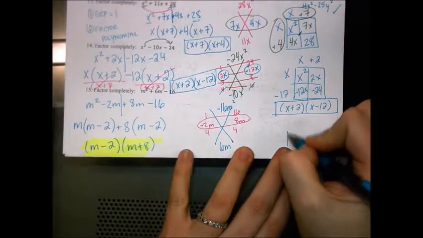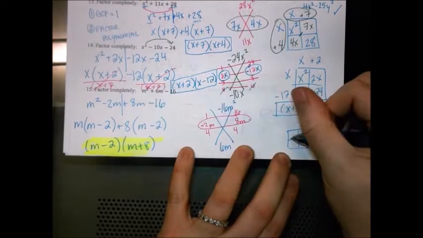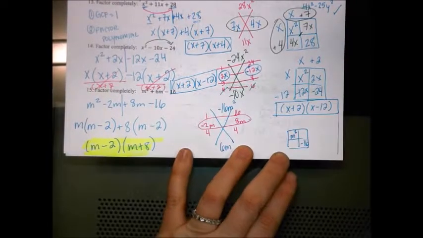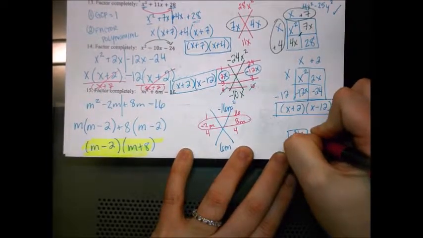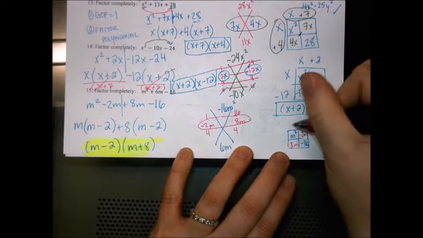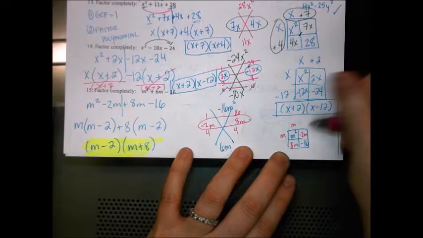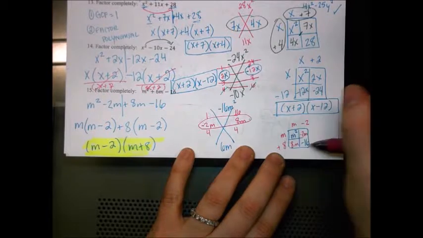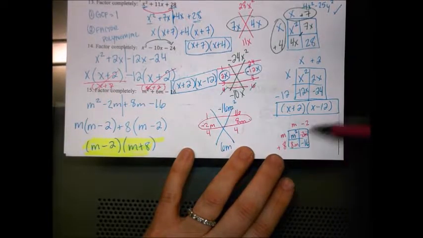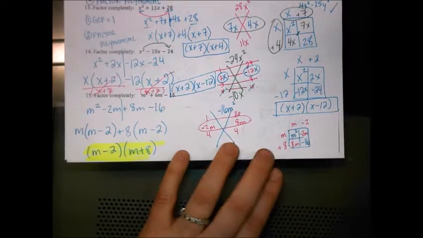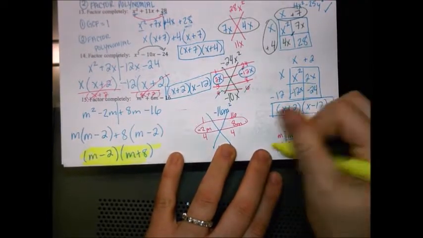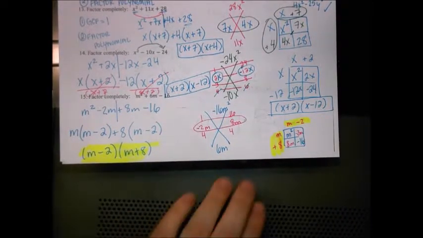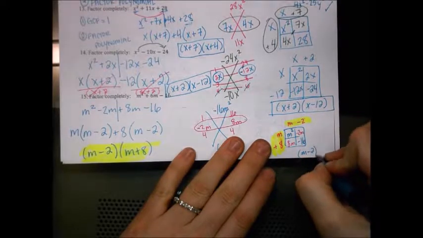If you use the area model, the m squared goes in the top left, the negative 16 in the bottom right. Your two terms from your diamond go negative 2m and positive 8m. M times m gives you m squared. Negative 2 times m gives you negative 2m. M times a positive 8 gives you 8m. And positive 8 times negative 2 is negative 16. So my answer is m minus 2 times m plus 8. Please write your answer in parentheses as m minus 2 times m plus 8.